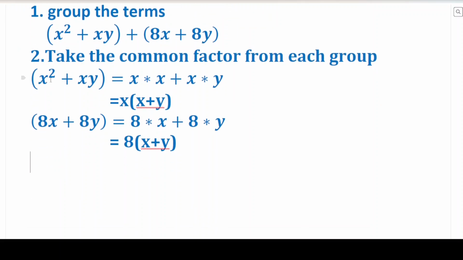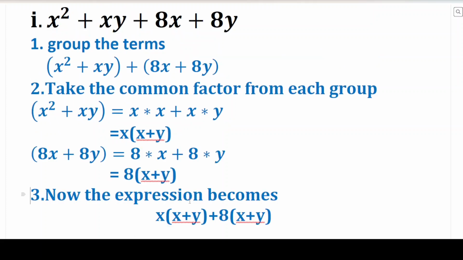From the first group, x square plus xy, we can write it as x into x plus x into y. What is the common factor here? x is the common factor. So take x out from here: x into (x plus y). In the second group, we can write 8x plus 8y equal to 8 into x plus 8 into y. What is the common factor here? 8 is the common factor. Take the 8 out, and we can write it as 8 into (x plus y).